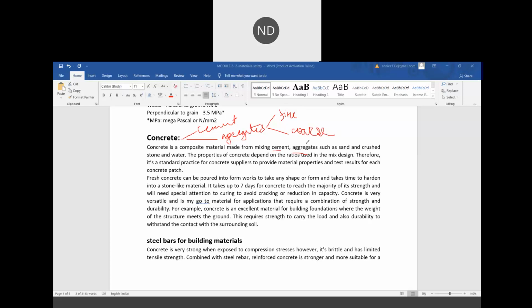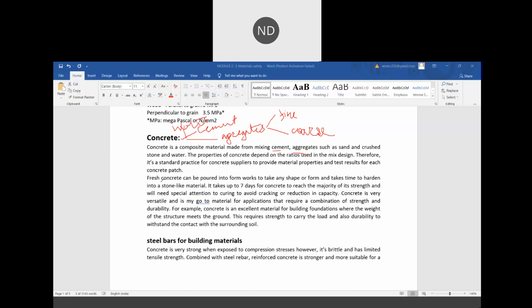It can be fine aggregate, it can be coarse aggregates. Okay. Then we had what? One another one was your water. For your concrete, these are required: water, cement, aggregate, and your aggregate can be fine or coarse aggregate. So therefore it's a standard practice for concrete suppliers to provide materials, properties, and test results for each concrete batch.